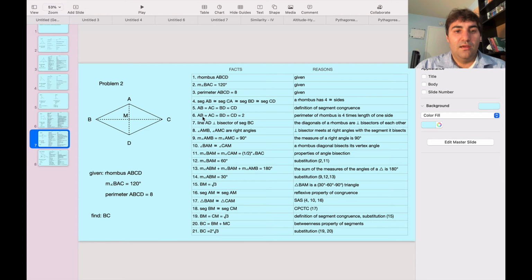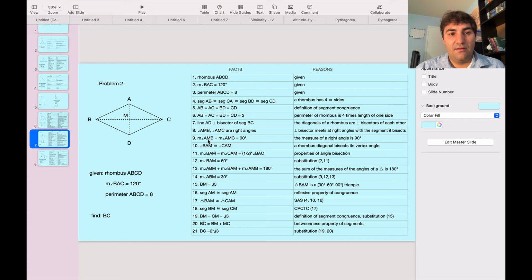So at any rate, the length of AB equals the length of AC equals the length of BD equals the length of CD is equal to 2. 8 divided by 4 is 2, right? So that's where we get that. Okay, we know the diagonals of a rhombus are perpendicular bisectors of each other. So line AD is a perpendicular bisector of segment BC. Therefore, angle AMB and angle AMC are right angles because the perpendicular bisector meets at right angles with the segment it bisects, right? And the measure of a right angle is 90 degrees.